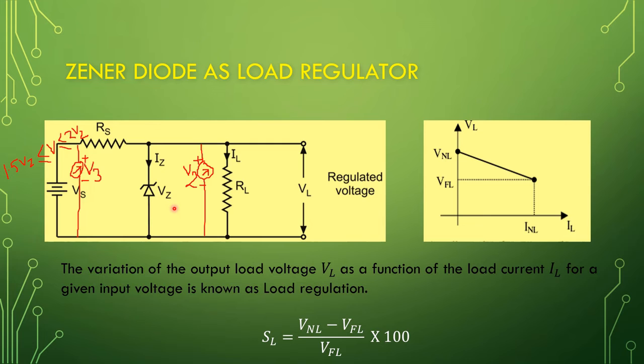And in this condition, if we disconnect the RL or load resistance, we know we get IL equal to 0 because the circuit is now open circuit. Because RL is the infinite resistance. In this condition, we note down the V2 voltmeter value, and this voltage is the no load voltage or VNL.